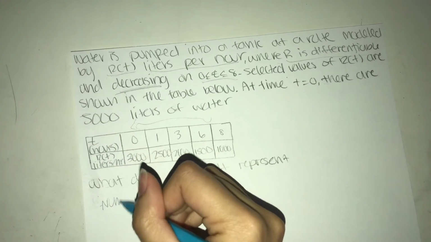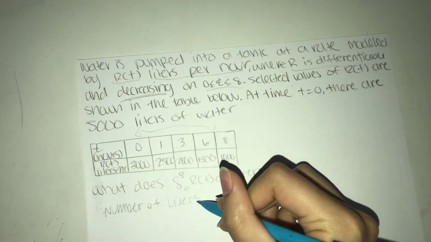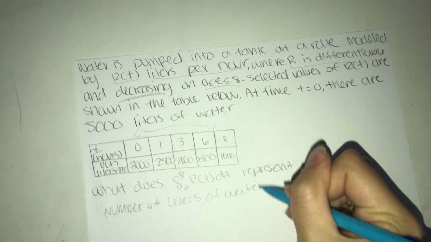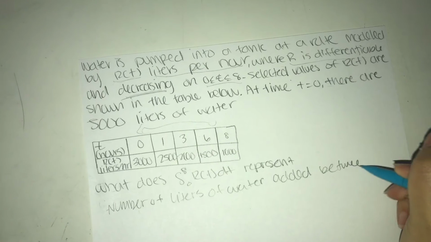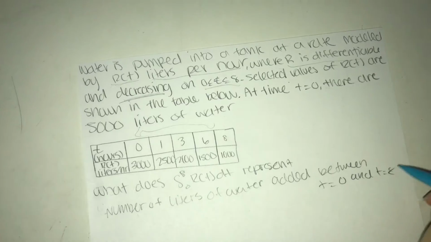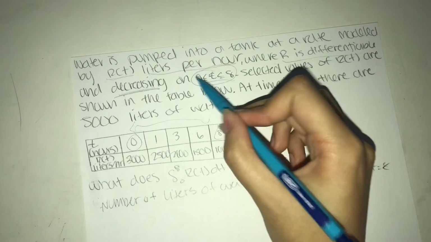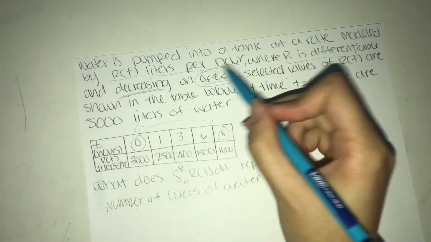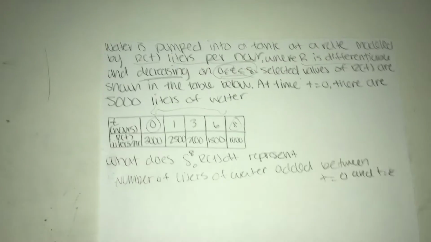So I would say that it is the number of liters of water added between t equals 0 and t equals 8. Because you see how there's 8 right here and 0, and literally the interval says 0 less than or equal to t less than or equal to 8. So it makes sense, because it's the number of liters of water added between t equals 0 and t equals 8. And this is your answer for this problem.